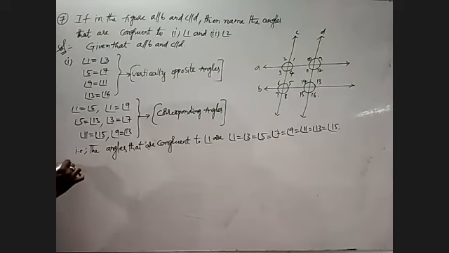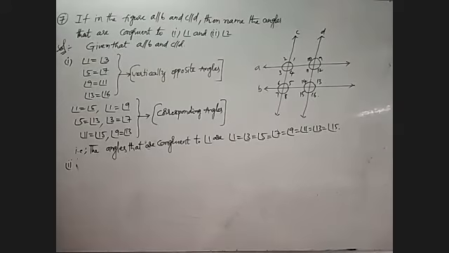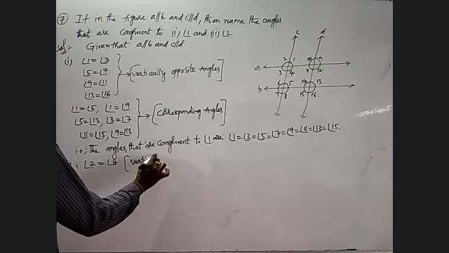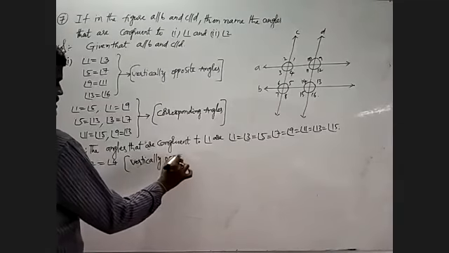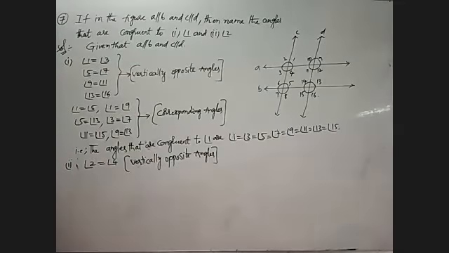Now I am going to the second one. Angle 2 is congruent to, first I will take angle 2 is equal to angle 4. What does that mean? Vertically opposite angles. You'll observe angle 2 is equal to angle 4 are vertically opposite angles.